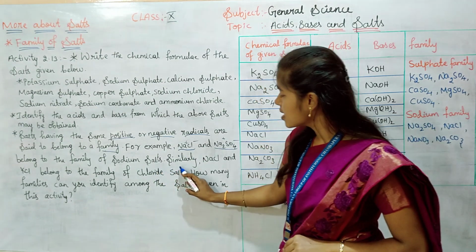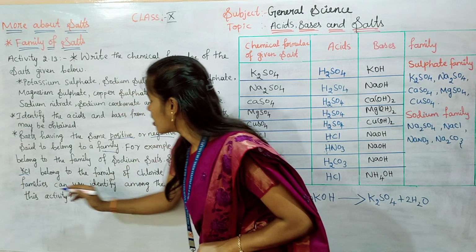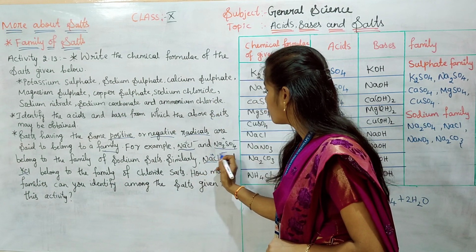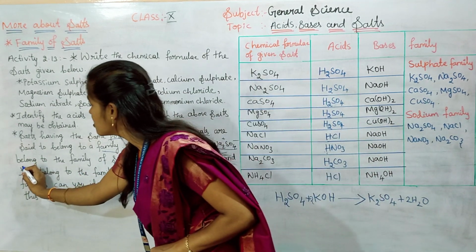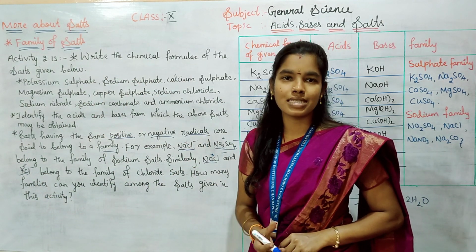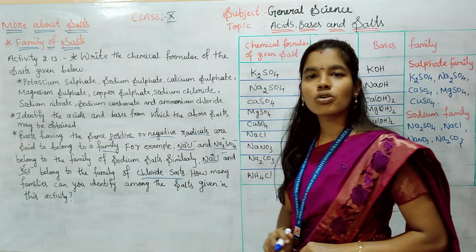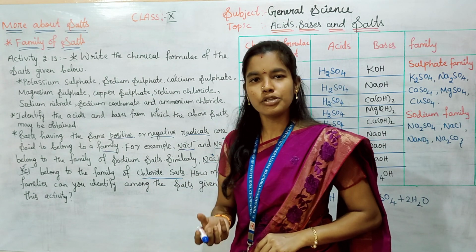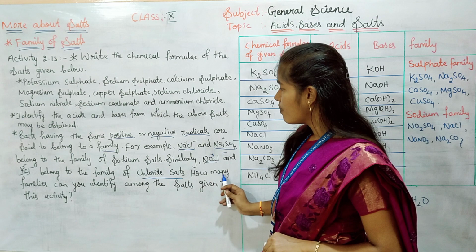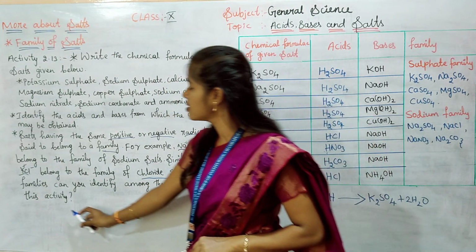Okay. And next, similarly, NaCl and KCl. You can observe here the negative radicals. Na+ Cl-, K+ and Cl-. You can observe the negative radicals are the same. So which family does it belong to? Chloride salt. It belongs to the chloride family, the family of chloride salts.